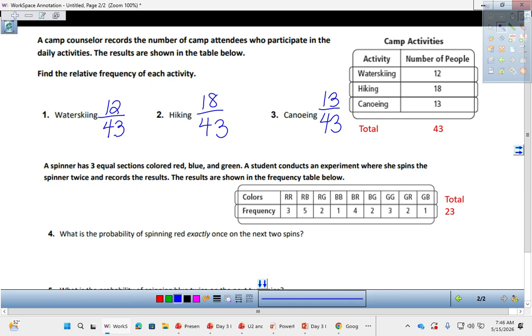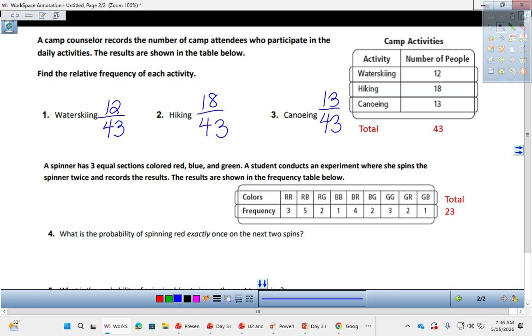A student conducts an experiment where she spins the spinner twice and records the results. The results are shown in the frequency table below. So I added up all the totals, and I got 23. So my denominators of my fractions are at least going to start at 23, and then maybe it might simplify. So the first question says, what is the probability of spinning red exactly once on the next 2 spins?